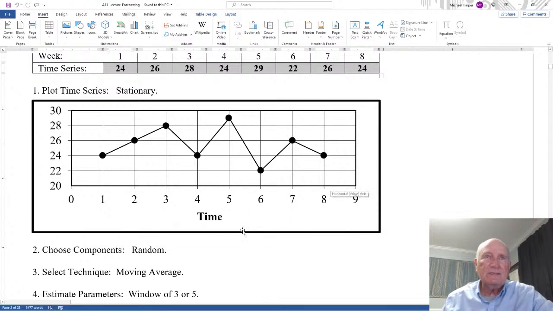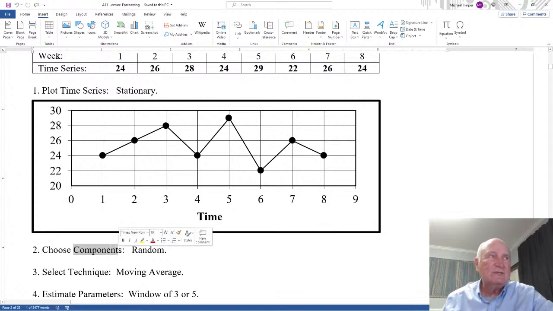Next is choose your components. And a component here is a cause of variability. What's causing variability? Well, there is variability. Right here is 24 to 26. That's variability. 26 to 28, that's variability. What's causing that? Well, it goes down, then it goes up, then it goes down, up and down. There doesn't seem to be any pattern, any reason, any cause. So therefore, when you have unexplained variability, it's referred to as a random component.